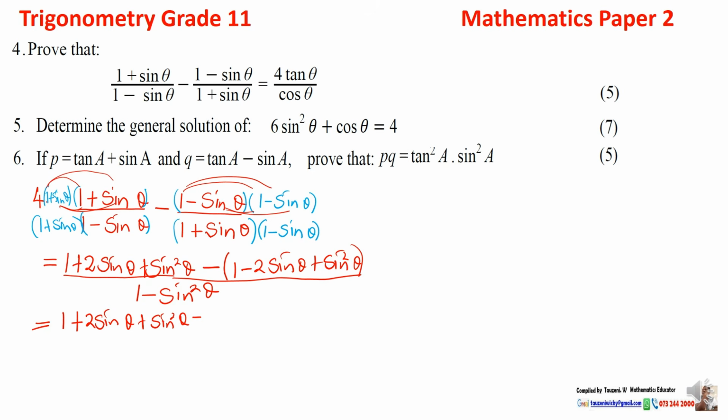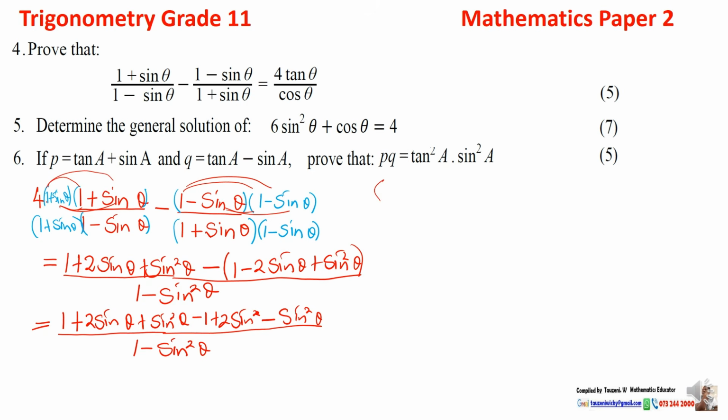Removing these brackets gives us minus 1 plus 2 times sine squared theta plus 2 sine theta minus sine squared theta. This is my expression. In my denominator, I am able to notice something there, but let me write it like that for now. This is 1 minus sine squared theta.